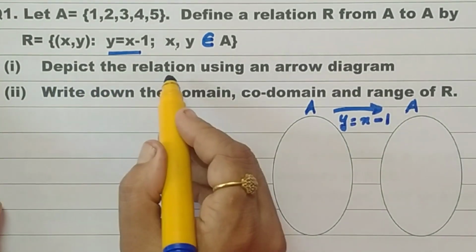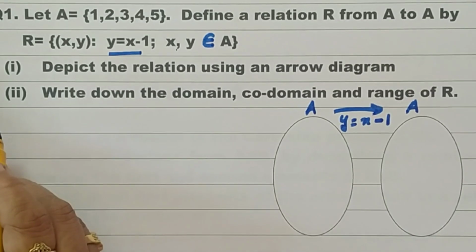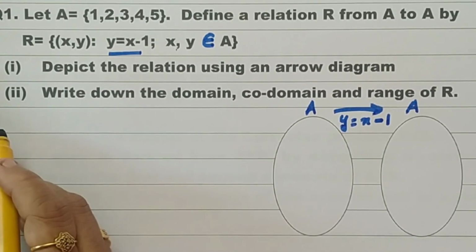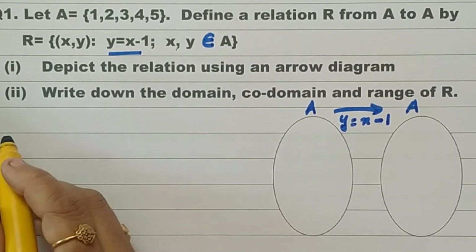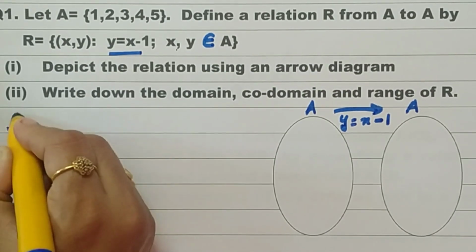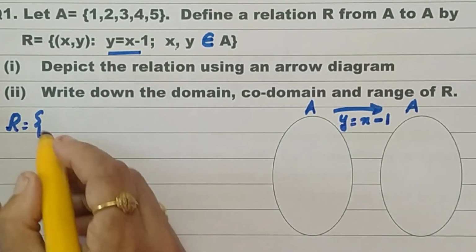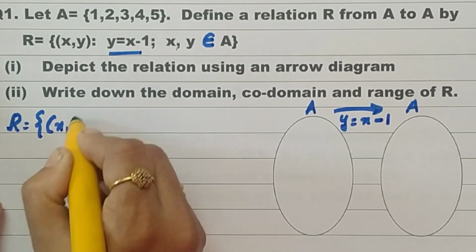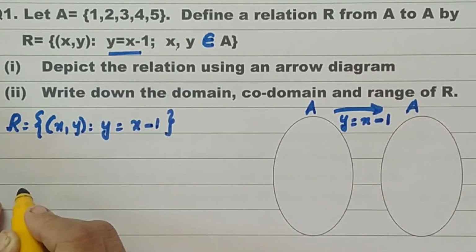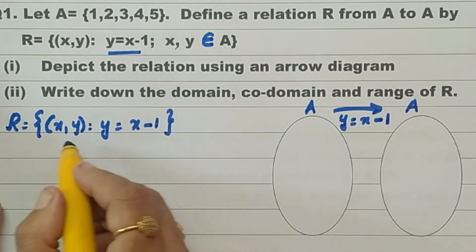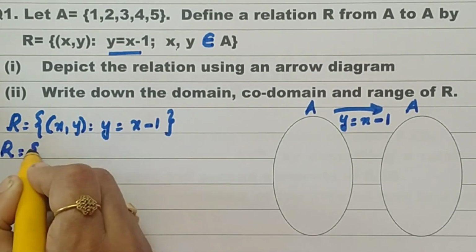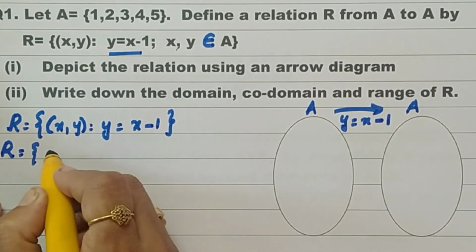The first part: depict the relation using an arrow diagram. Before depicting the relation using the arrow diagram, if you want, you can write the relation R as R equals the set of all ordered pairs x, y in which y equals x minus 1. This is the relation given. Both x and y are elements of A. Now, which are the elements which come under the relation R?